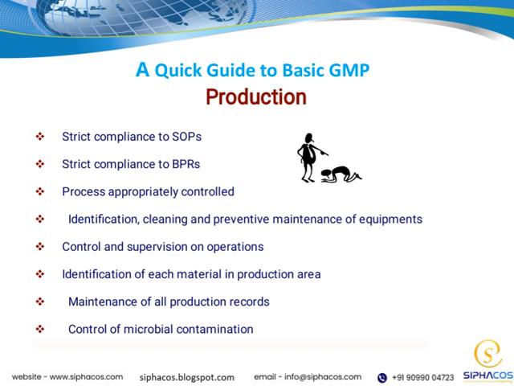Equipment maintenance is also vital. Regular checks and calibrations help prevent failures that could compromise product quality. Lastly, GMP requires continuous monitoring and quality control checks. This ongoing oversight ensures that any deviations are caught quickly and corrective actions are taken promptly.